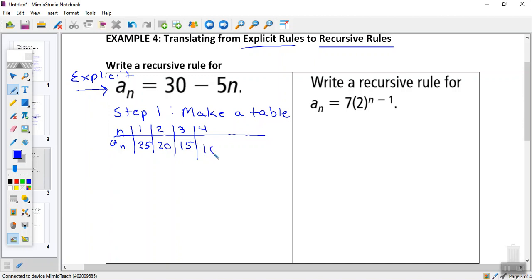Okay, so let's just check this out. Here's the deal. We're starting with an explicit rule, kids. Our job is to take that explicit rule and turn around and write it this new way with a recursive rule. So once you have the table established, step 2, come up with your recursive rule.